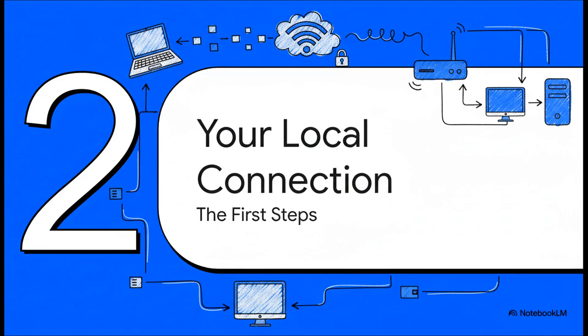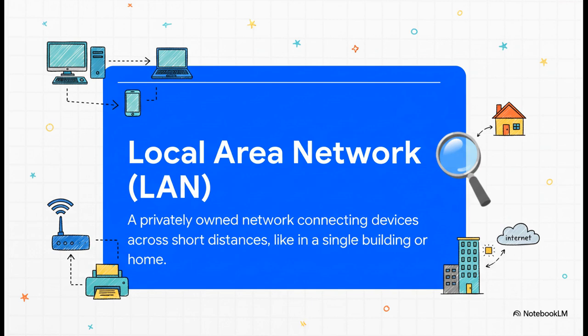Okay, so we've got the big picture. Now let's zoom way in. The journey for our data packet starts right where you are, inside your home or office. This is your local connection. So this is what we call a local area network, or LAN for short. This is your private little network. It's what connects your computer, your phone, maybe a gaming console, a smart speaker, all that stuff under your roof. You know when you print a document wirelessly? That document isn't going out to the internet and coming back. It's just zipping across your very own LAN.